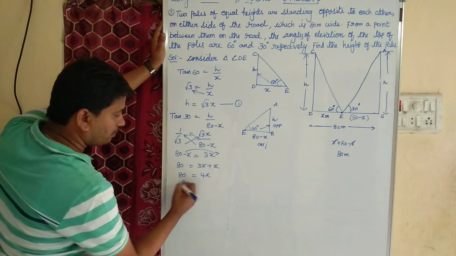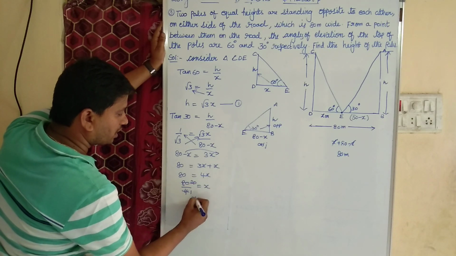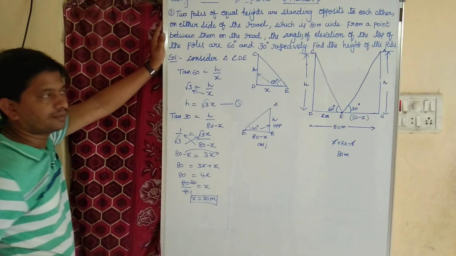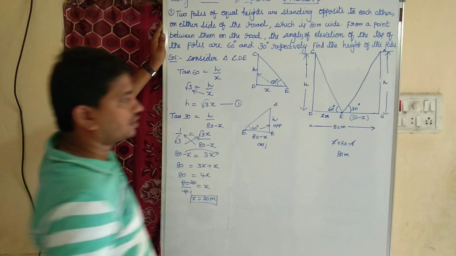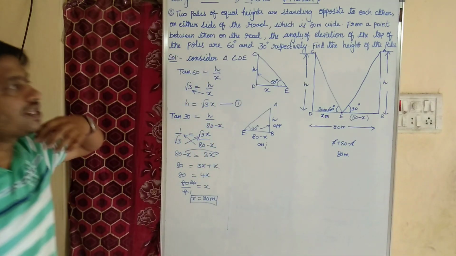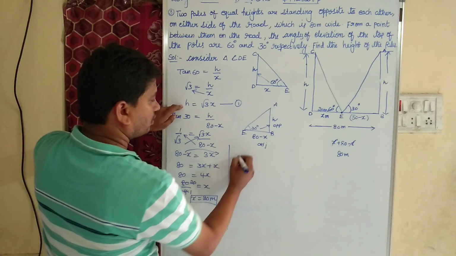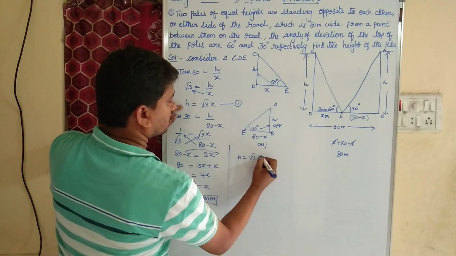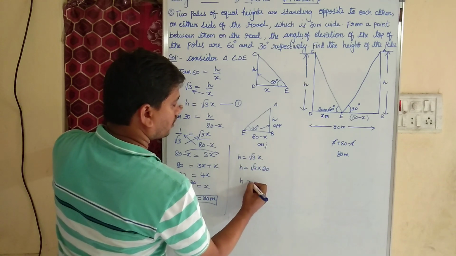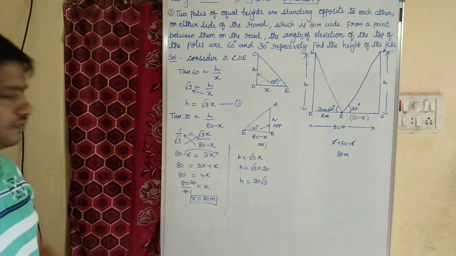Here 4 is multiplying, so transpose: 80 by 4 equals x. 4 ones are 4, 4 twenties are 80. So what is x? X equals 20 meters. But actually they are asking to find the height of the pole. So we know that h is equal to root 3 into x. X value how much? 20. Therefore what is the height of the pole? 20 root 3 meters.